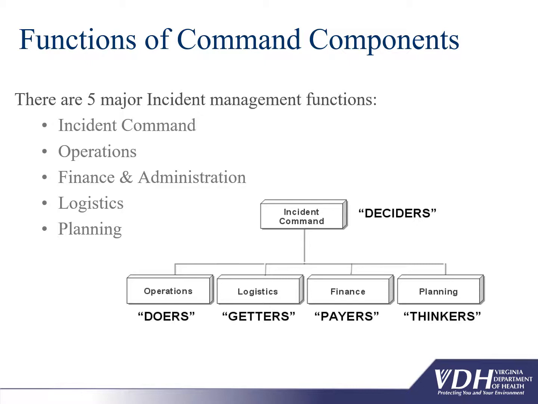This chart shows a basic example of how you can better understand the 5 major functions of incident management. The incident commander makes the final decision on a task which the operations section must do, while the logistics section must get any additional resources needed to mitigate the incident. The finance/administration section will pay for these resources, while the planning section is thinking about future needs to deal with the incident.